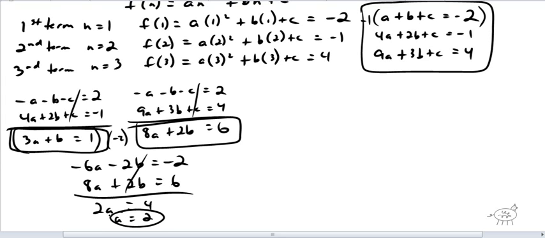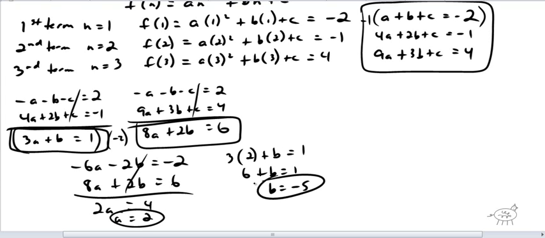Plug back into one of the other equations. I'm going to plug it into the 3a plus b equals 1. So I get 3 times 2 plus b is equal to 1. And so I get 6 plus b equals 1. So b, subtract 6 from both sides, and I get b equals -5. Okay, so that's good. And then I'm going to plug that into the first one. a plus b plus c equals -2. So 2 plus -5, plus c equals -2. So -3 plus c equals -2. Add 3 to both sides. c is equal to 1.